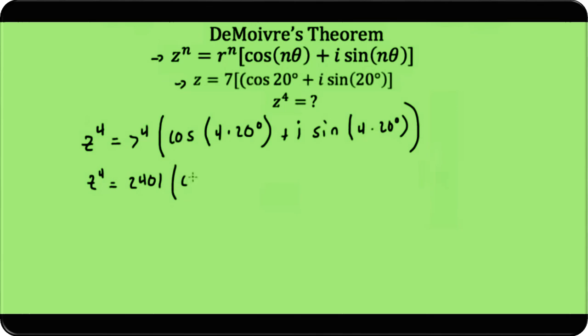So z to the fourth power is equal to 7 to the fourth power, which is 2401, and that's multiplied by the cosine of 4 times 20 degrees, or 80 degrees, plus i times the sine of 4 times 20 degrees, or 80 degrees, and that would be our solution.